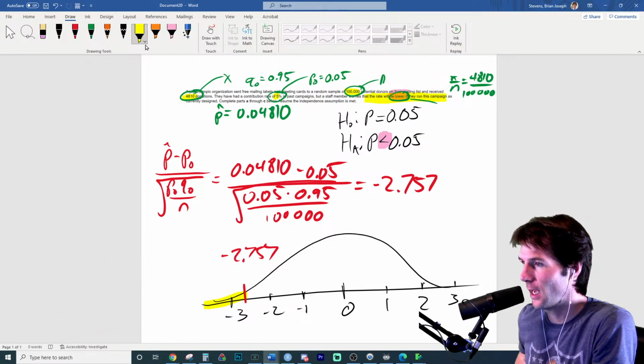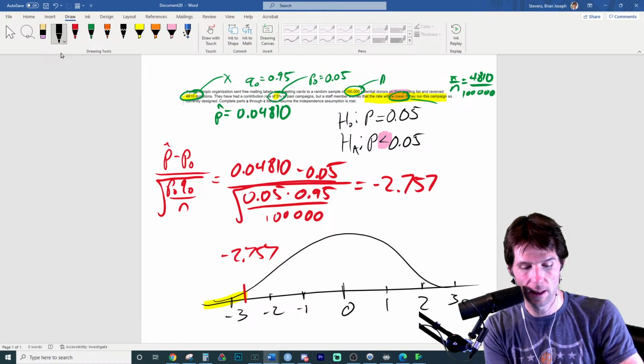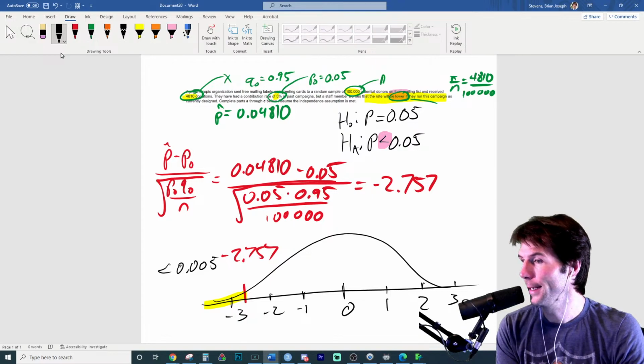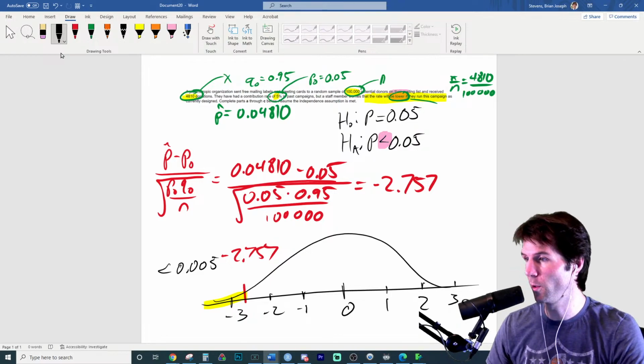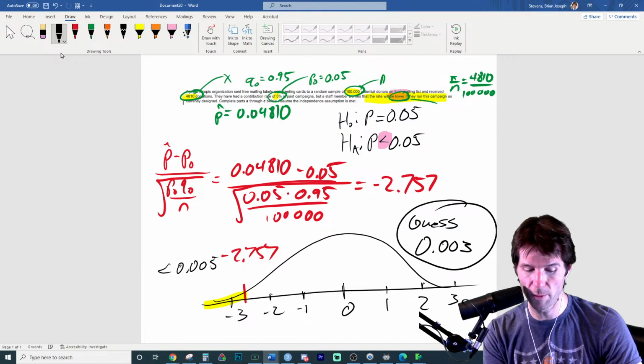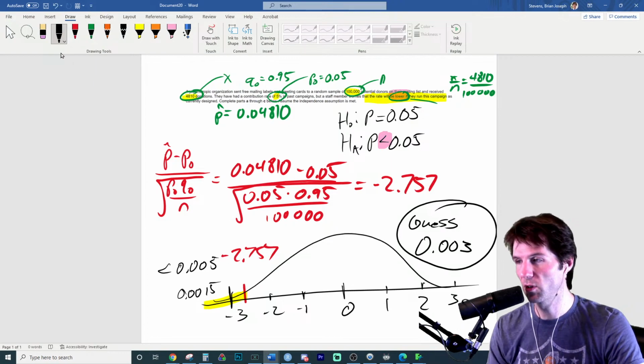This is going to be less than 0.5%. The p-value I can estimate is going to be less than 0.005 because of some numbers I know. I'm going to estimate the p-value to be about 0.003. That's my guess of the p-value. But you would probably know across from here is 0.0015, so it's kind of close to where that's at.